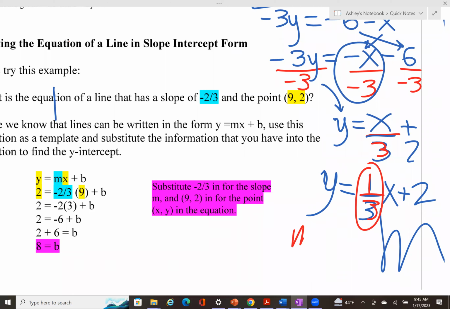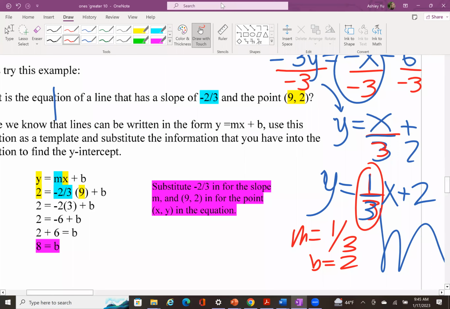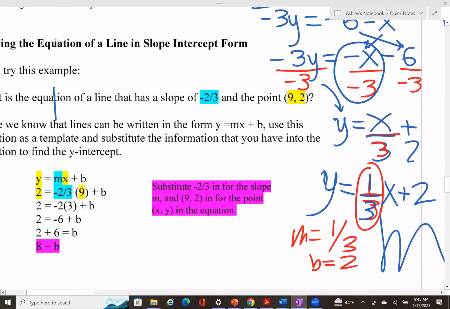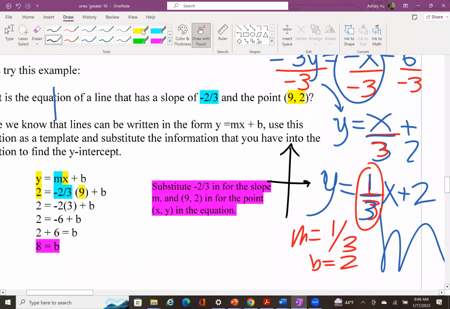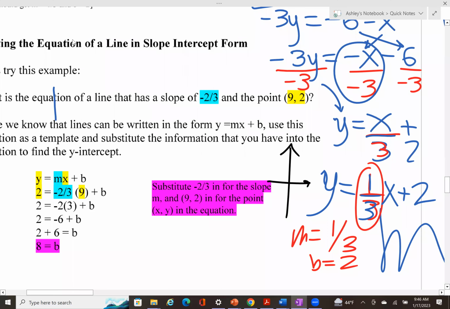So I know the slope is 1/3 and the y-intercept is 2. For that one, you could graph it if you wanted to, but you didn't have to. That was just if you had extra time. But if you did, just to check, you'd start with the y-intercept. So I start at y equals 2, wherever you put 2 on there.